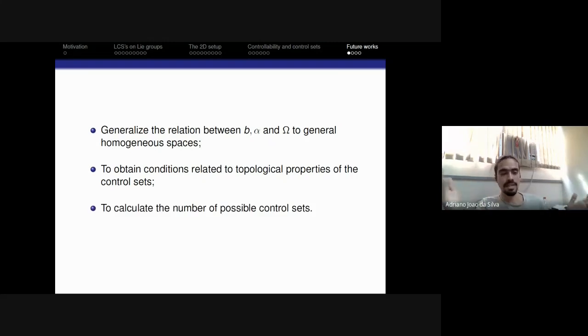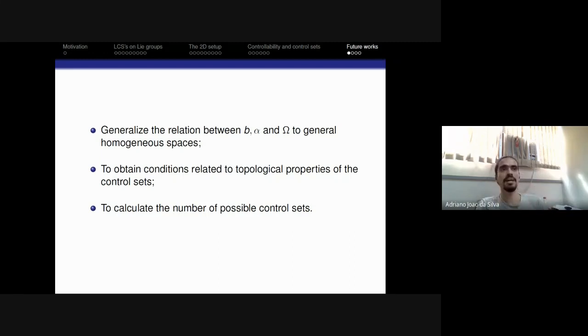And what we are looking at now is how to generalize this relationship between B, alpha, and omega, and of course, how to obtain topological properties of control sets. For instance, certainly, if you project your control set, you will project inside a control set on the homogeneous space. And since we are looking at the control set with the identity element in its interior, it will project your central component, the component associated to the zero eigenvalues, inside the control set on the homogeneous space. And that means that one necessary condition for having bounded control sets on your projective system is basically that the projection of your central component should be bounded.